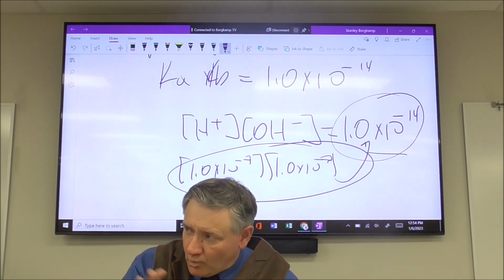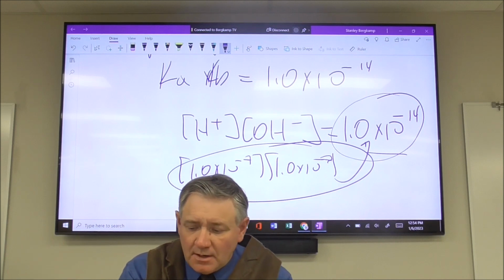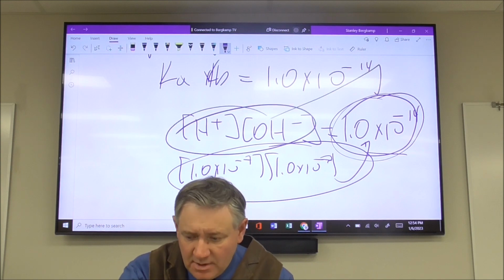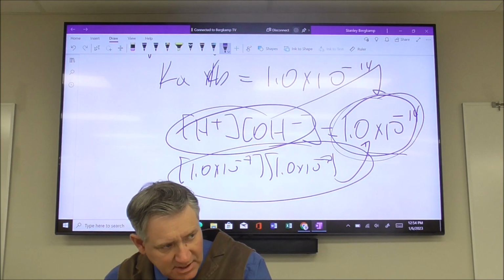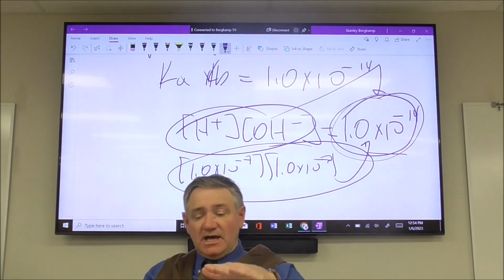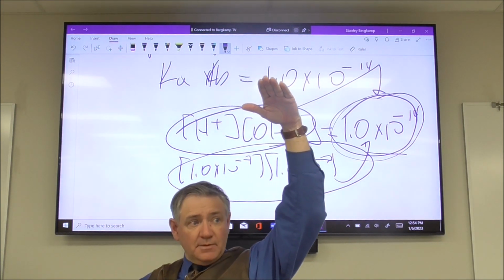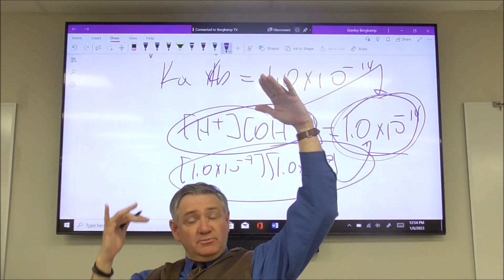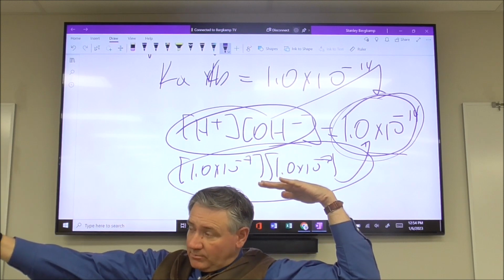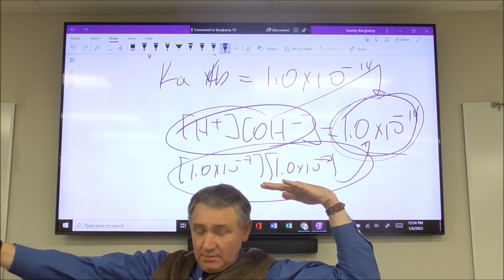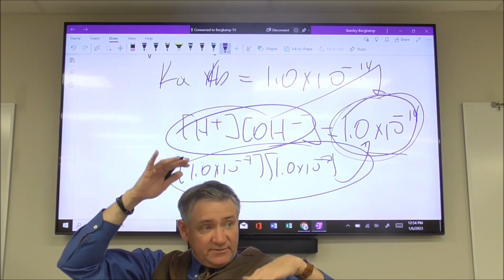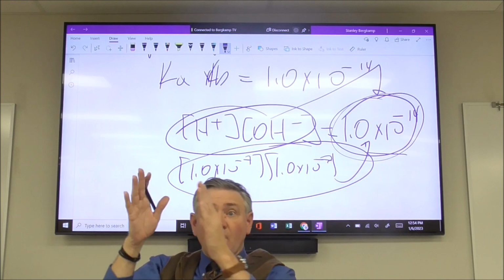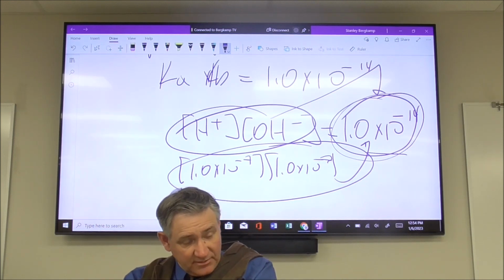So there's a couple of things to keep in mind. This number doesn't change. So when you multiply these two numbers together, it always equals 1.0 times 10 to the negative 14. So what that means is that as your hydronium ion concentration goes up, your hydroxide ion concentration has to go down. Because when you multiply them together, you always have to equal 1.0 times 10 to the negative 14th. So they're inverses of each other. As one number goes up, the other one has to go down.